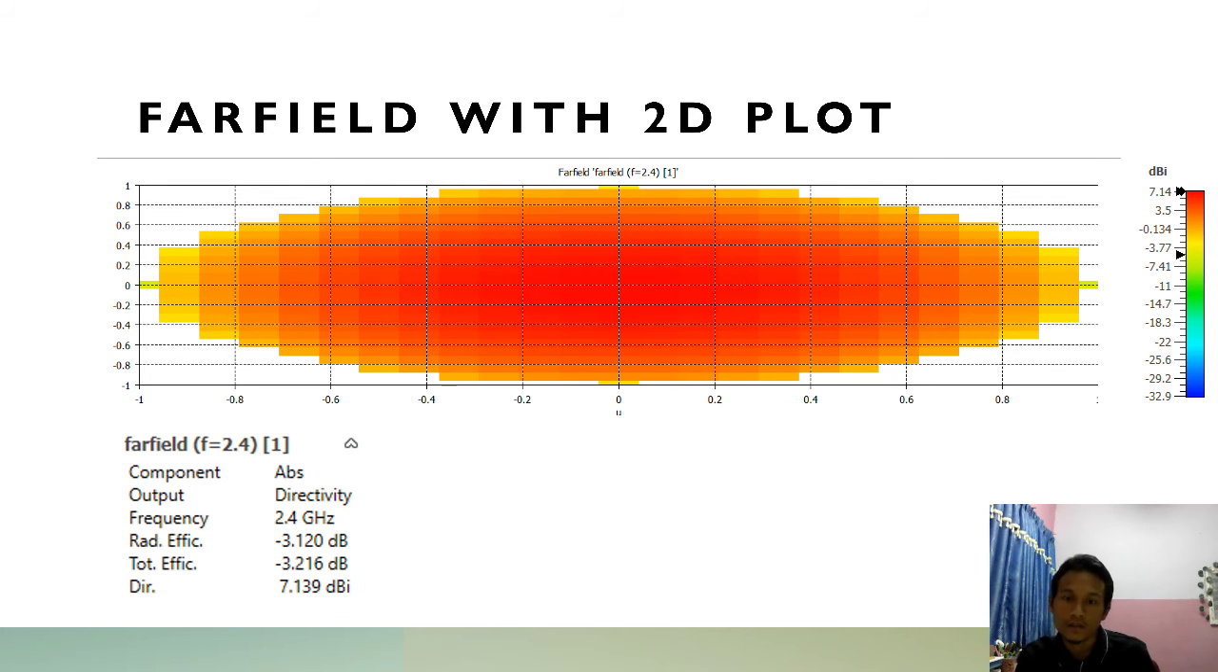In the two-dimension plot, we can also get the radiation efficiency and the total efficiency. The radiation efficiency is negative 3.12 dB, and the total efficiency is negative 3.216 dB. For this far field 2D plot, the directivity shown is 7.139 dBi.